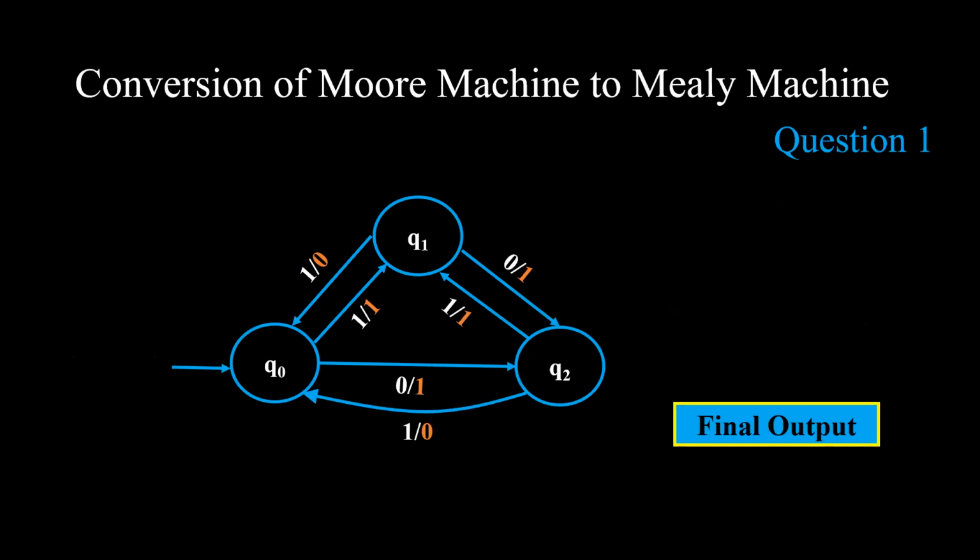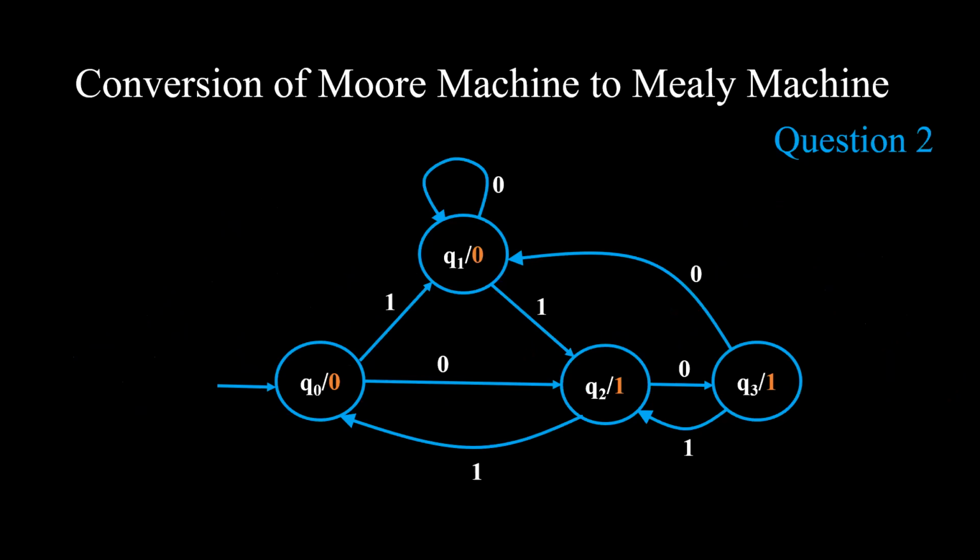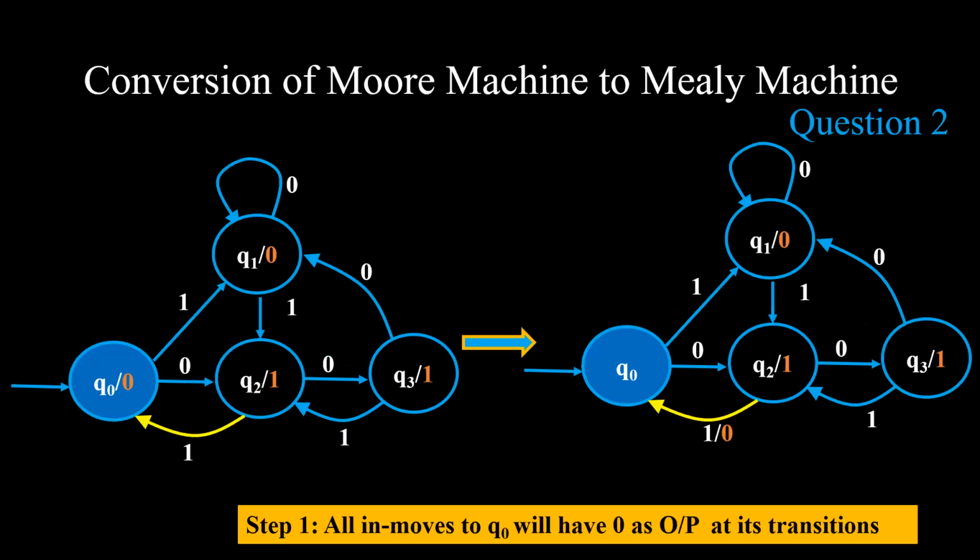There is another second example of Moore to Mealy. Again, very simple example, very simple to do, with 4 states. Initially, we start with the Q0 state. In Q0 state, we have only a single move, that is Q2 to Q0 on 1. What we will do, we will just convert this move. We will take away 0 from Q0 and put it on the 1 of Q2 to Q0.